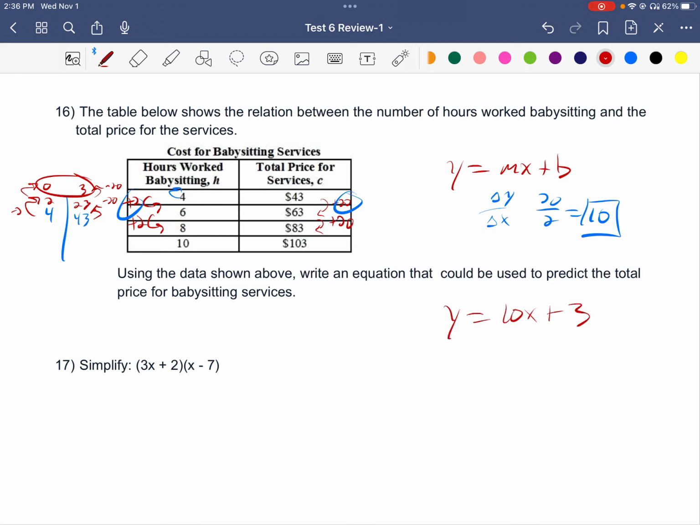Simplify that. We are multiplying two binomials. I'd use the box method. Combine the like terms. There you go.